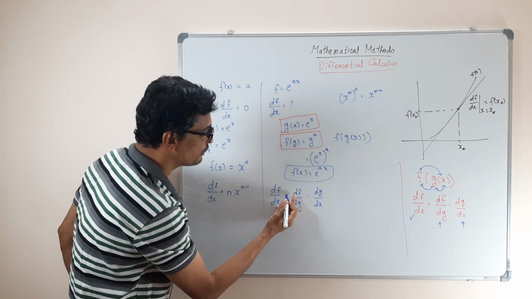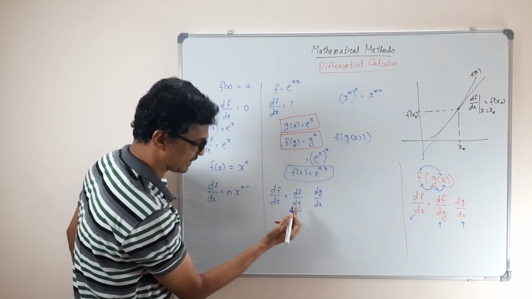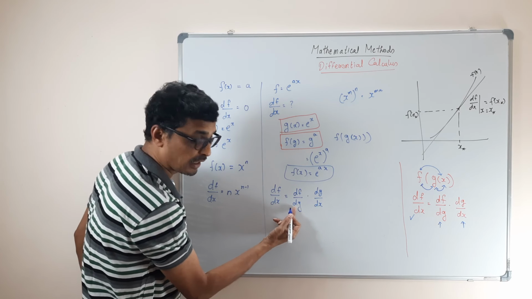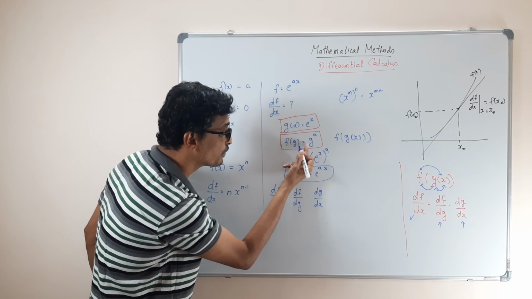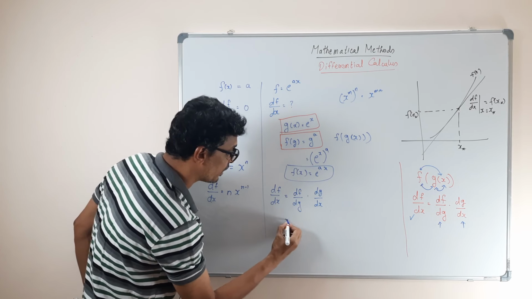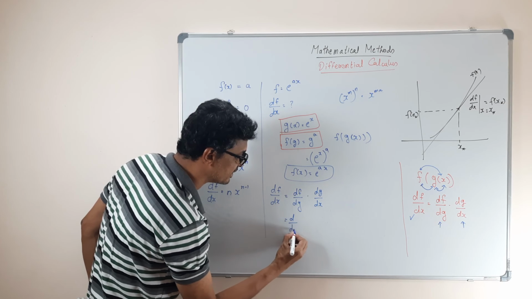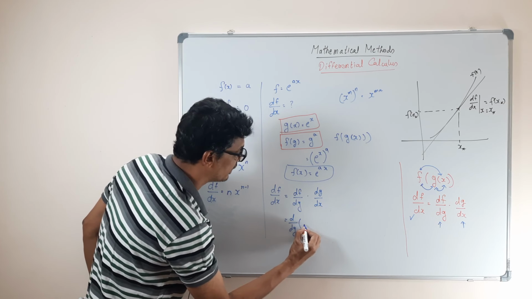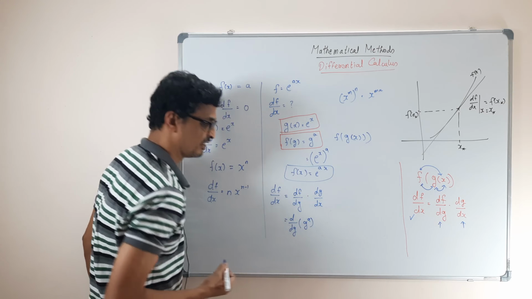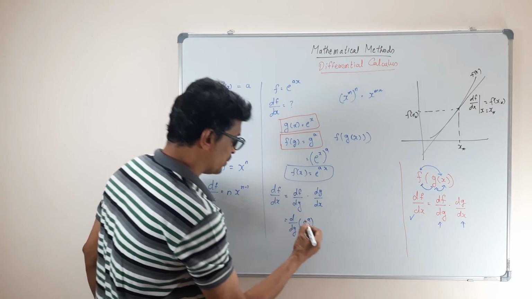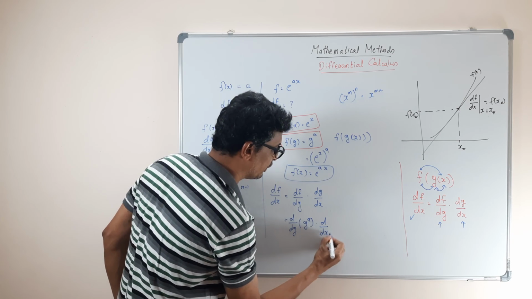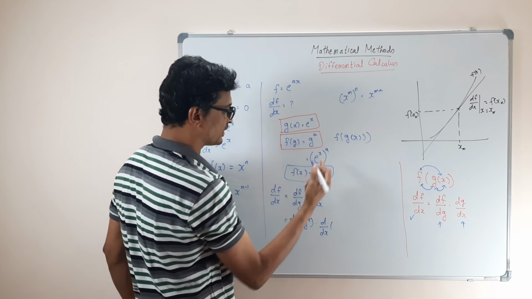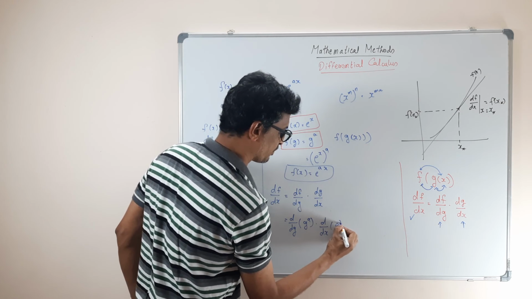So what is df, f in terms of g? Because I'm taking a derivative with respect to g, I shouldn't write this. I should write in terms of g. Correct? So this will be d by dg of g power a into dg by dx, that is d by dx of, what is g? g of x is e power x.